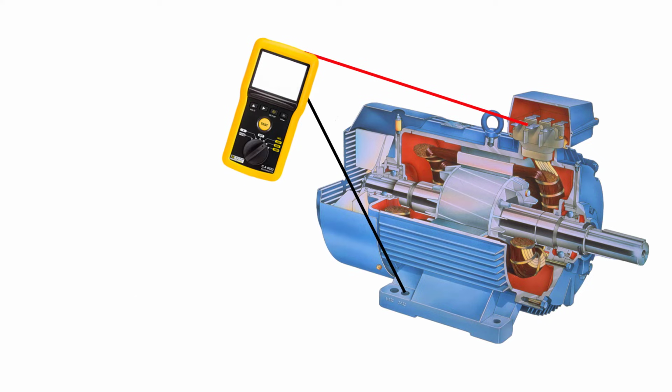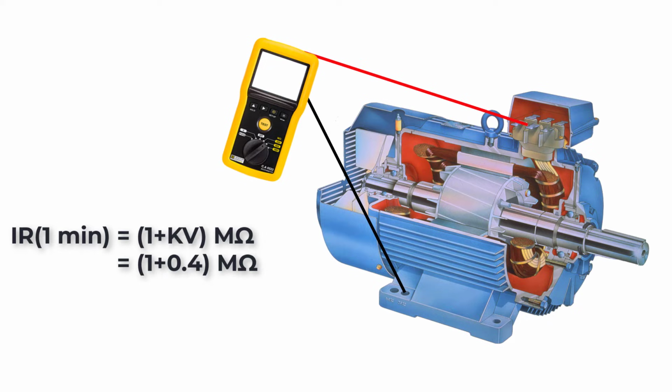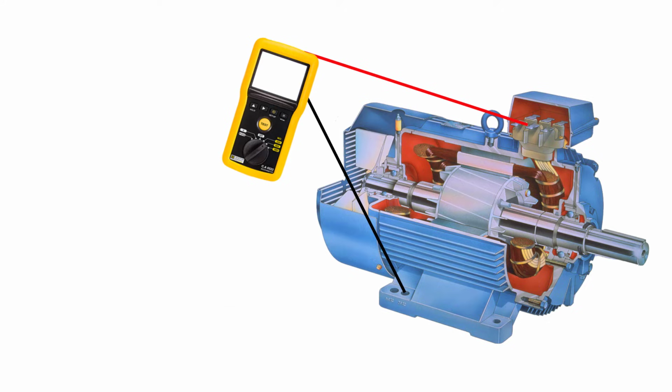According to IEEE, in the past we used this equation to calculate the minimum accepted resistance value. Here in our case, insulation resistance will equal 1 plus our system voltage, which is 400 volt, or 0.4 kilovolt. So 1 plus 0.4 will equal 1.4 mega ohm. Now, IEEE has changed this equation to a fixed value of 5 mega ohm in low voltage motor systems.